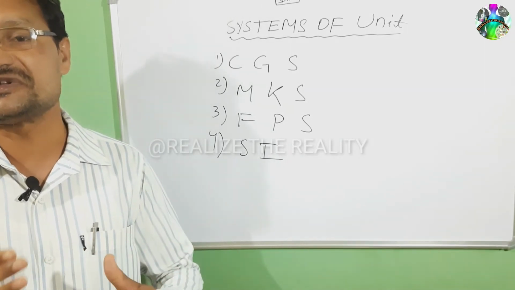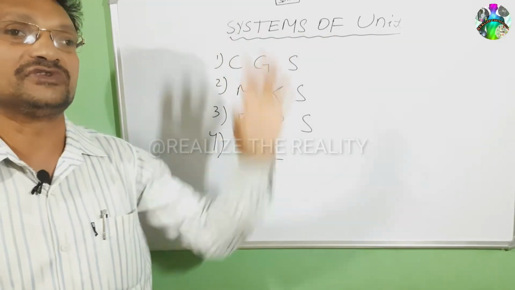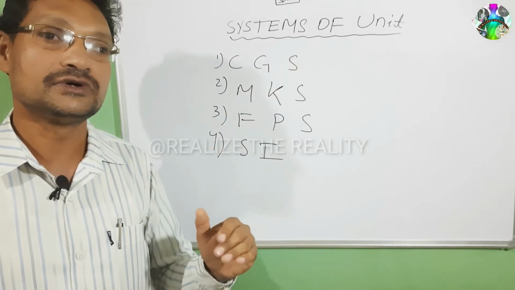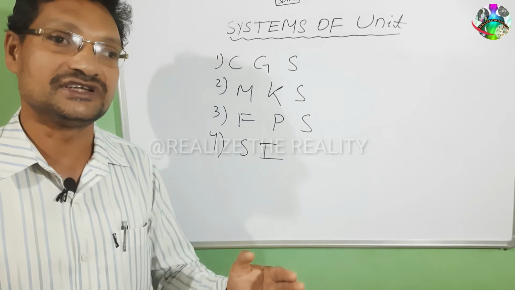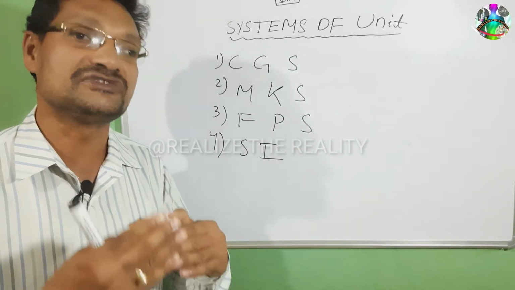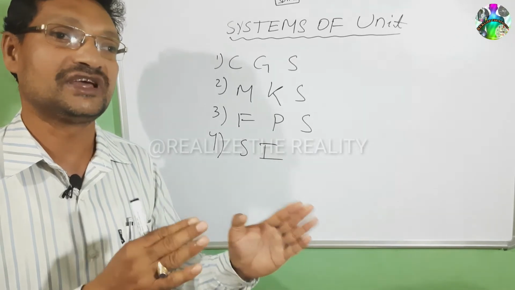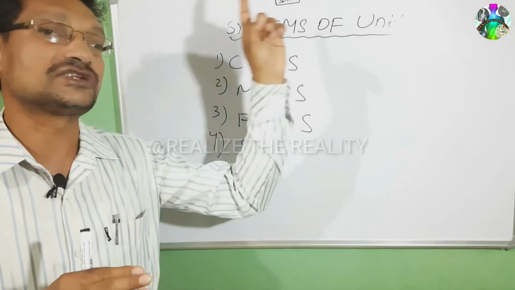When we express the physical quantity, we use different systems of unit. What are the different systems? Earlier I said to you, when a unit is used to express physical quantities, the unit should be reproducible. Depending upon the magnitude of the physical quantity, we can reproduce. Accordingly, we have systems of unit.